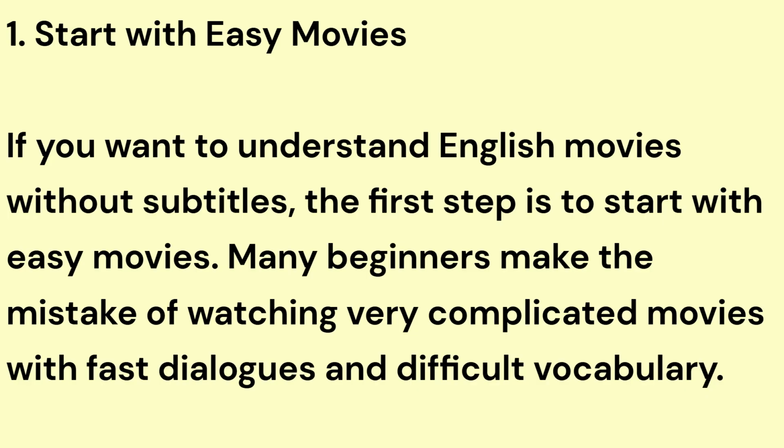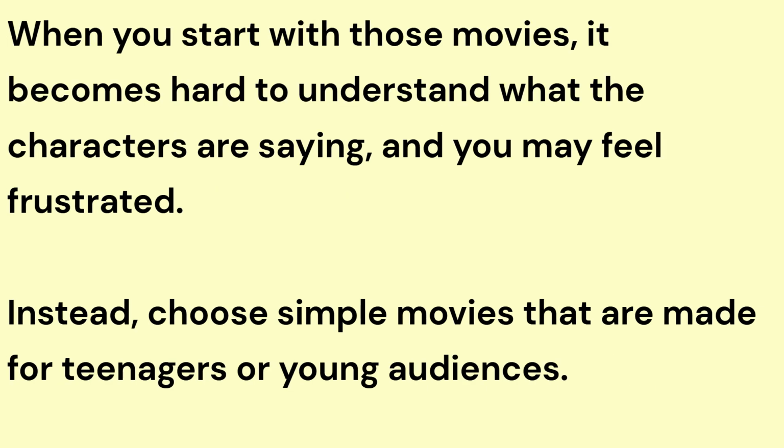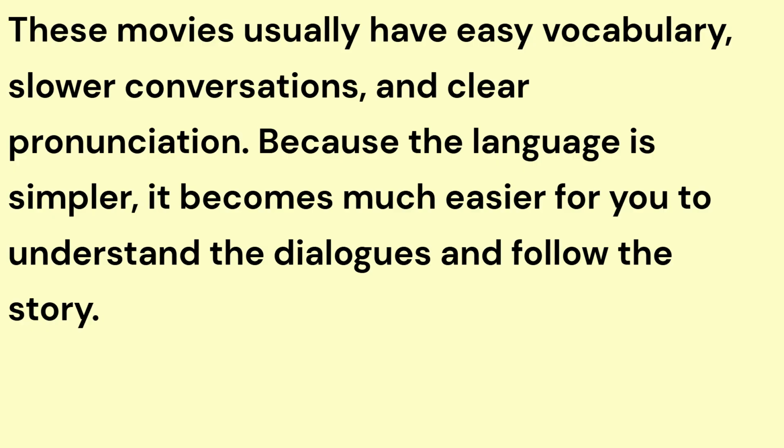Many beginners make the mistake of watching very complicated movies with fast dialogues and difficult vocabulary. When you start with those movies, it becomes hard to understand what the characters are saying, and you may feel frustrated. Instead, choose simple movies that are made for teenagers or young audiences. These movies usually have easy vocabulary, slower conversations, and clear pronunciation. Because the language is simpler, it becomes much easier for you to understand the dialogues and follow the story.